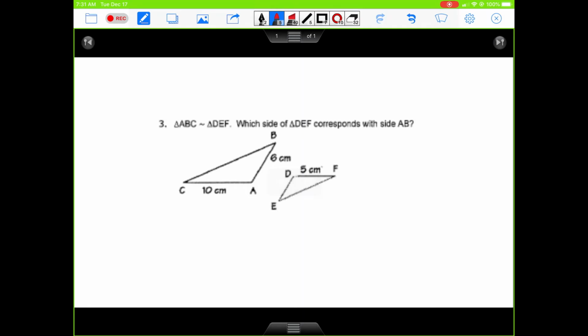For number 3, triangle ABC is similar to triangle DEF. Which side of DEF corresponds with side AB? So if you remember, we went over similar figures and congruent angles and all of that. I told y'all to line up the sides of your triangle like this. So this lets you know that AB corresponds with DE. So AB will correspond with this right here, okay?